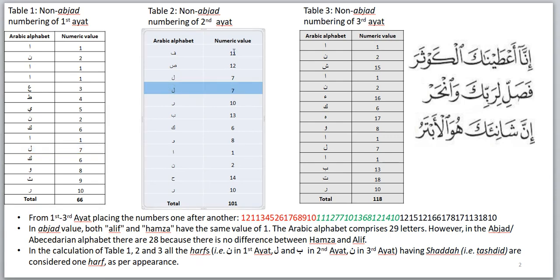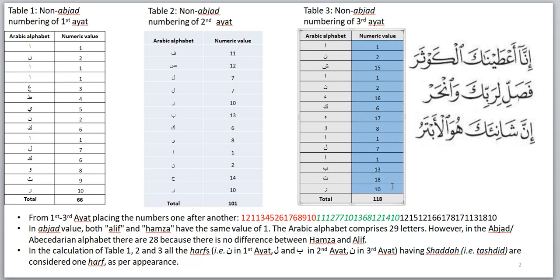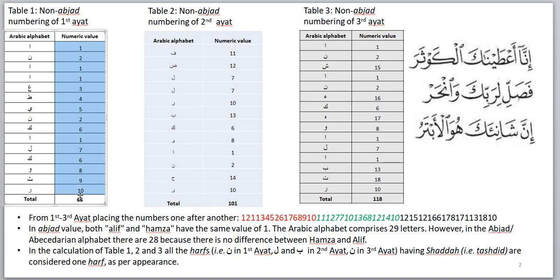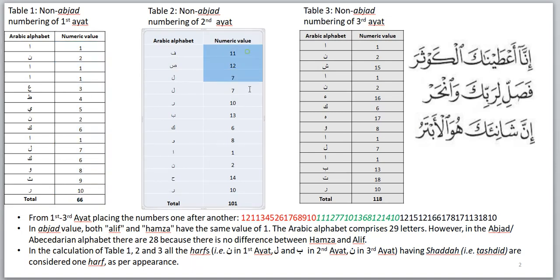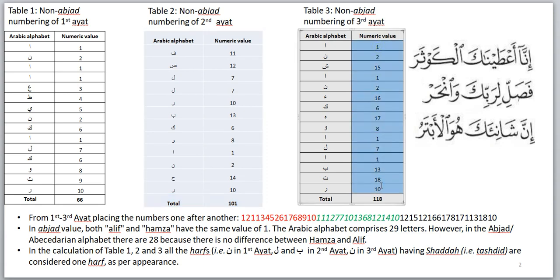In this way the second table is made, and the same explanation is applicable for the third table, that means for the third ayat also. Here we see that if we add these values, we get 66. If we add these values, the total is 101. And if we add these values, we get 118.